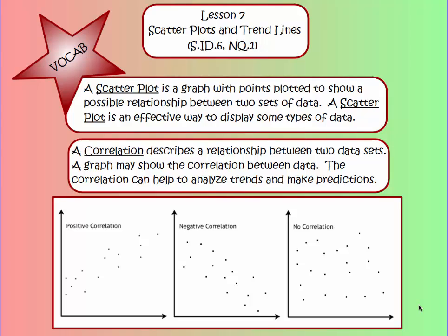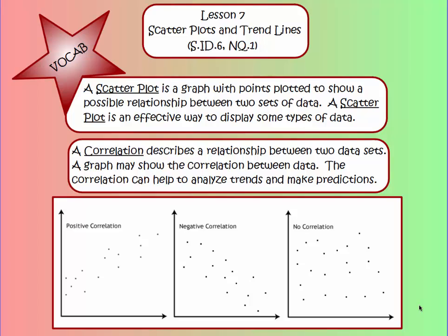All right, here we go with lesson 7 on scatter plots and trend lines. The important vocabulary here is, first of all, we have to understand what a scatter plot is. It is a graph with points plotted to show a possible relationship between two sets of data. A scatter plot is an effective way to display some types of data.